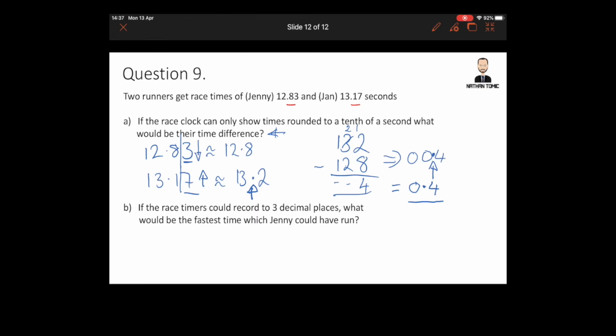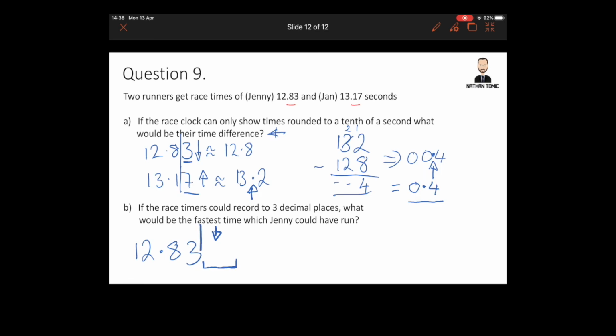Now part B says, if the race timers could record to 3 decimal places, what would be the fastest time at which Jenny could have run? Now this is another one that we need to think about for a moment. So Jenny had a time of 12.83 originally. But what we're trying to work out is if we could go to 1 more decimal place originally, what would be the biggest number we could put into this space here to still keep 12.83 as our answer if we rounded to 2 decimal places.